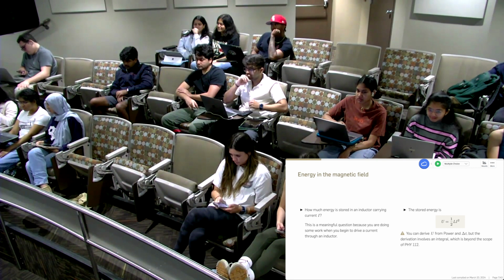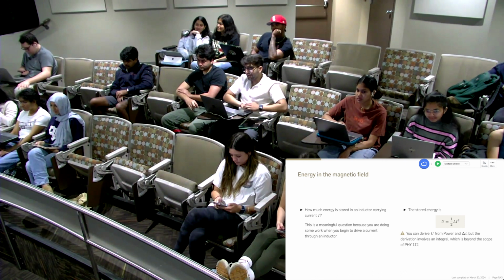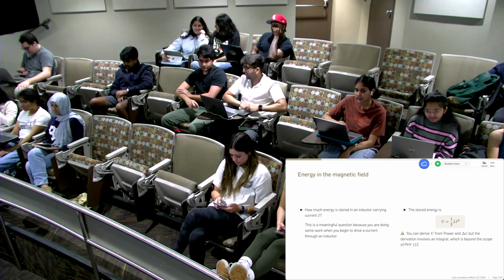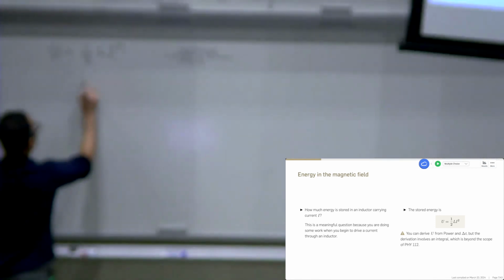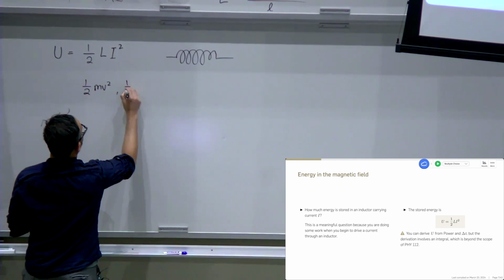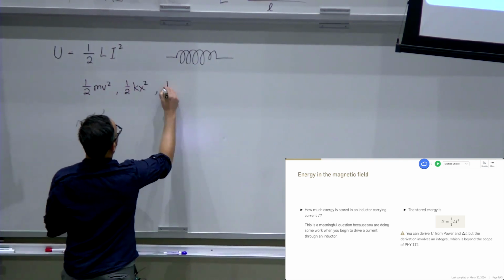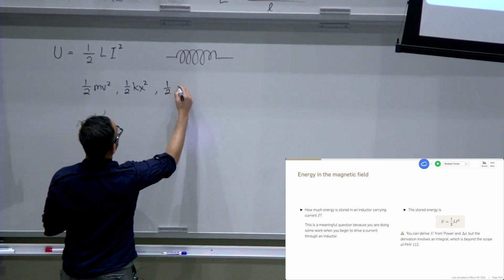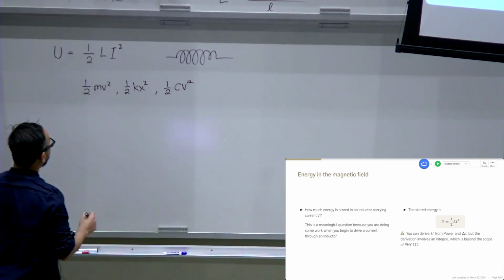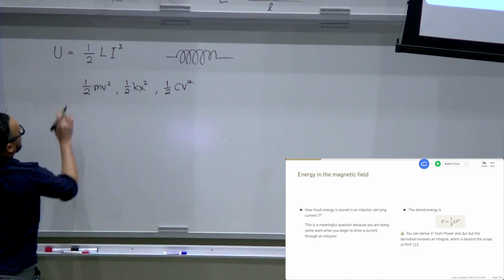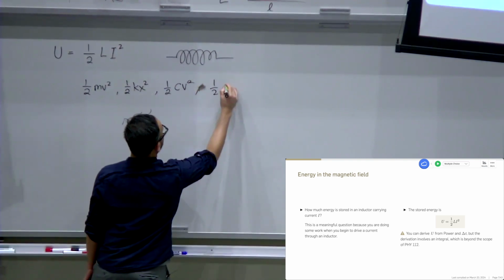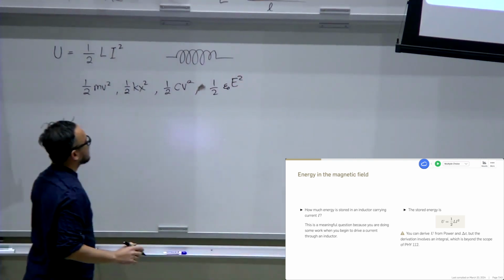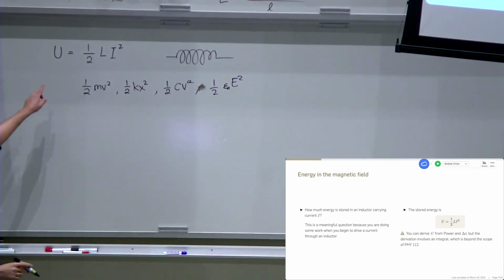So this formula is nice because it turns out that in nature, this is a generic form of energy. You've seen this many, many times, for example 1/2 mv squared, 1/2 kx squared, 1/2 cv squared, and on and on. I think when we discussed capacitors, we discussed something like this. So this is really common in nature.